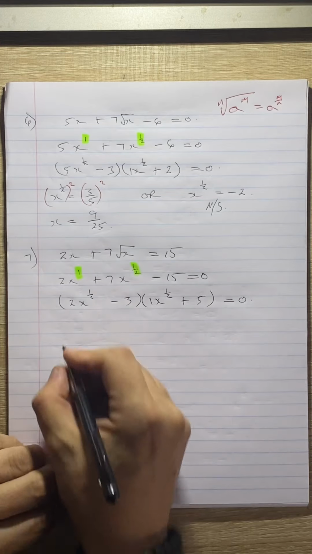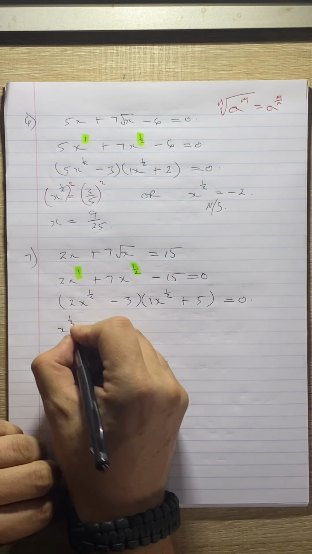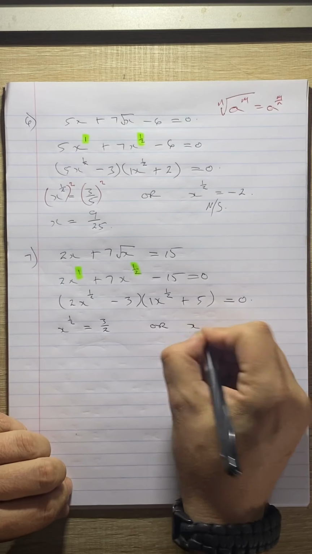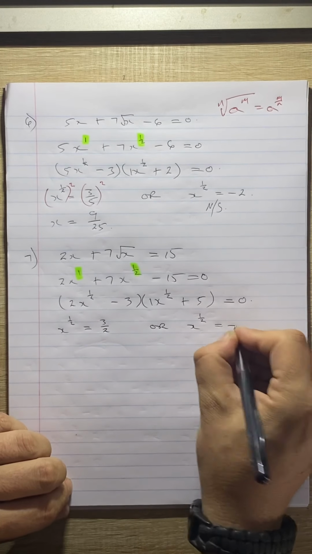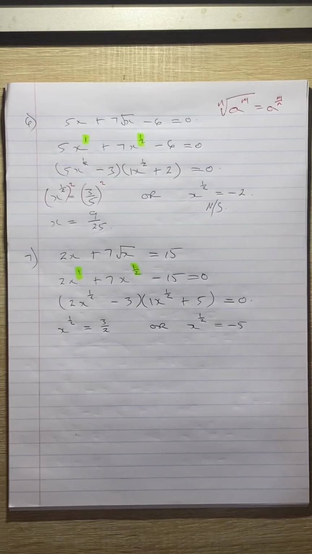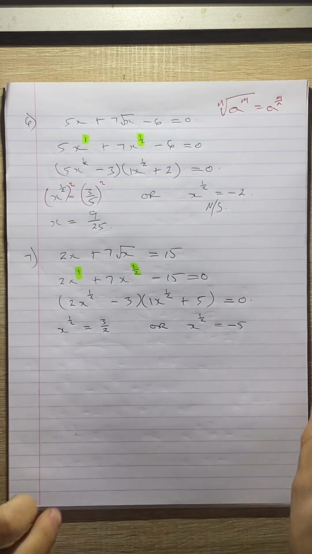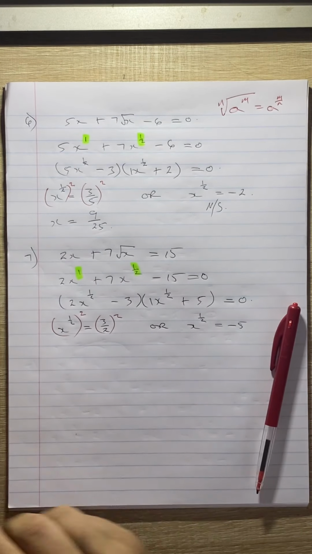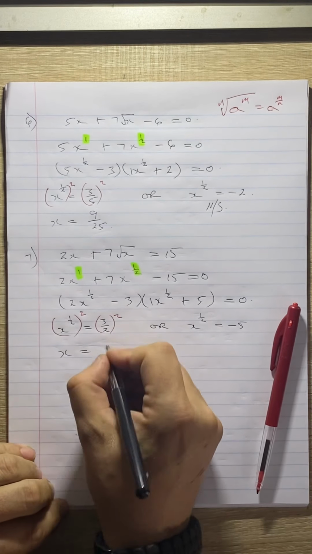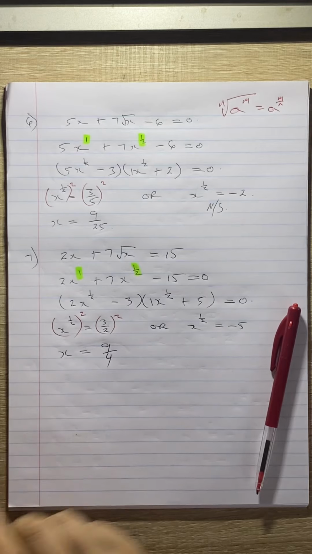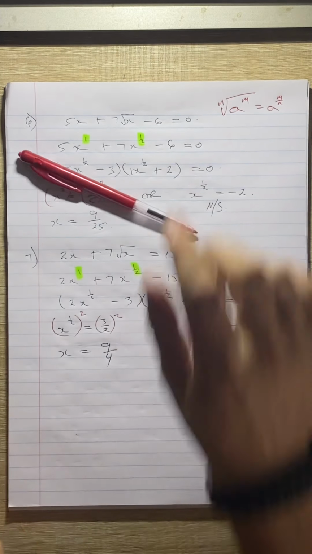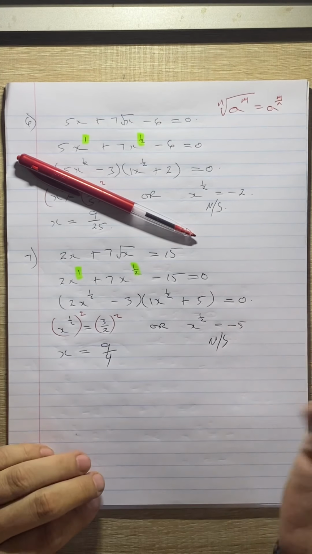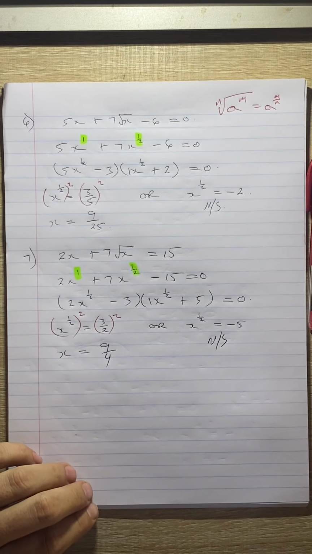Okay, let's solve for this. So we get x to the half is equal to 3 over 2, or x to the half is equal to minus 5. All right, so square this side, square that side, and we get x is equal to 9 over 4. This one over here is no solution, because even denominator equals to a negative, it's not going to happen.